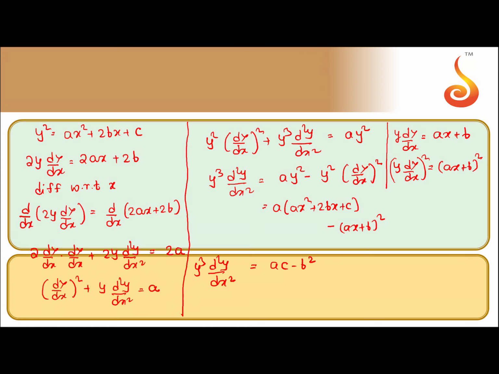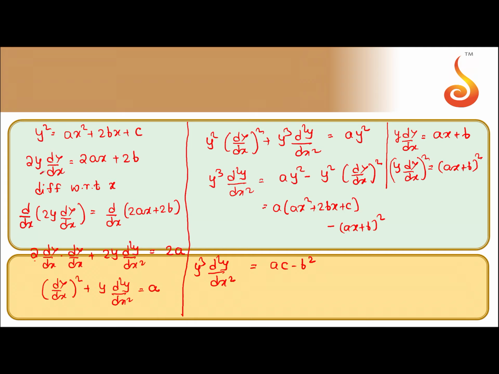I repeat once again, y square equal to ax square plus 2bx plus c, differentiating with respect to x both sides, 2y dy by dx equal to 2ax plus 2b. Now d by dx of 2y dy by dx can be written as 2 dy by dx into dy by dx plus 2y d2y by dx square is equal to 2a. 2 you remove throughout, dy by dx whole square plus y d2y by dx square equal to a. Multiplying by y square throughout, y square dy by dx whole square plus y cube d2y by dx square equal to ay square.